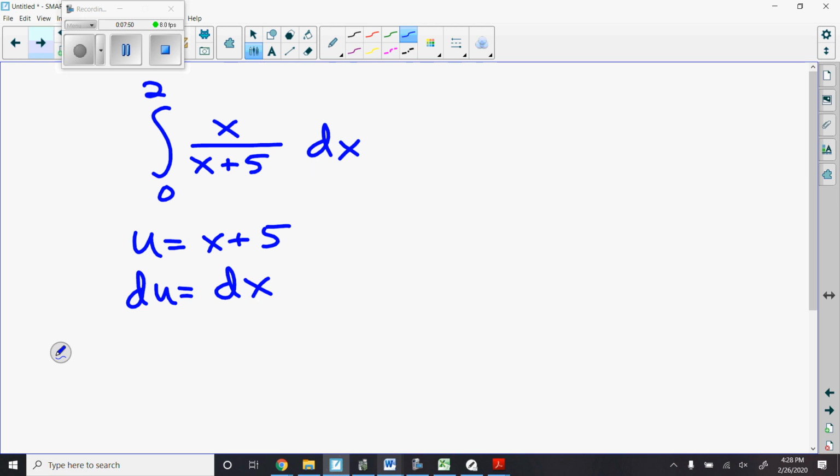When I go to rewrite this thing, I never accounted for this x that was on top. Well, let's think about this really quick. Okay, I'm going to put my du at the back. That's taking care of my dx. The bottom is nice and easy. That's just u.